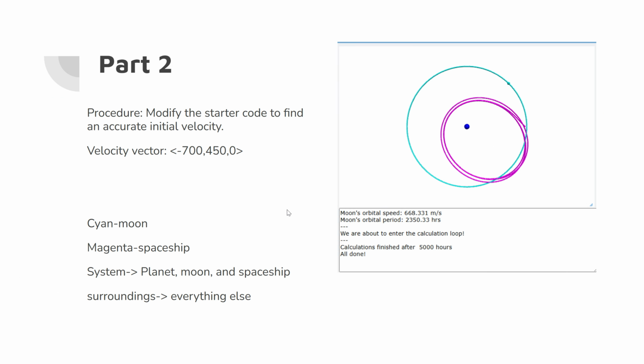In part two, we got our initial velocity vector to be negative 700, 450, and 0 meters per second. And we again modified the starter code. The cyan is the orbit of the moon, magenta is the orbit of the spaceship, and our system here is the planet, moon, and spaceship, and our surroundings are everything else.